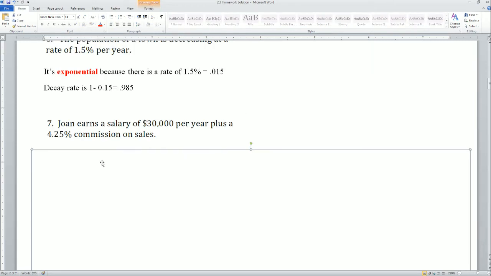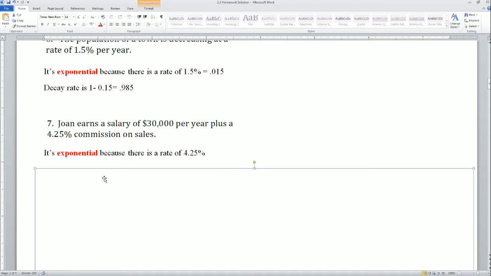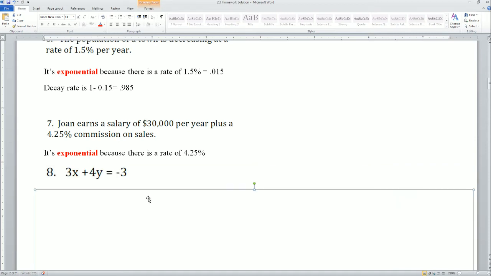Next, 7. Joanne earns a salary of $30,000 per year plus a 4.5% commission on sales. That means she's gaining that on top, right? It is exponential because there's a rate of 4.25%. Her commission percent is a percentage, right? So it's non-constant, it depends on something. Okay, so it is exponential.